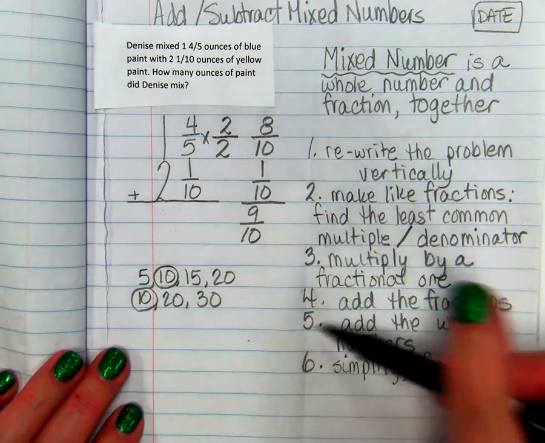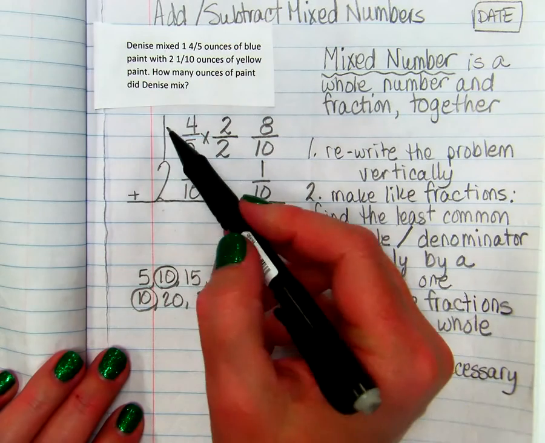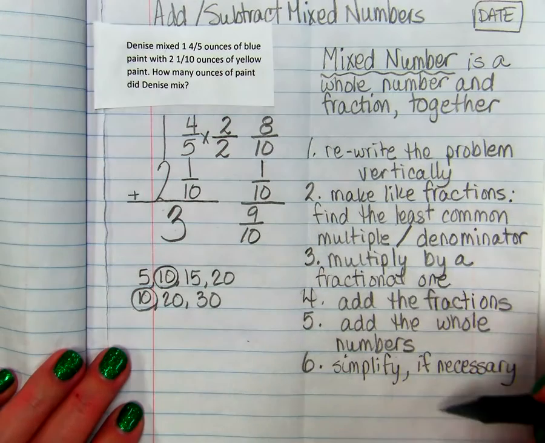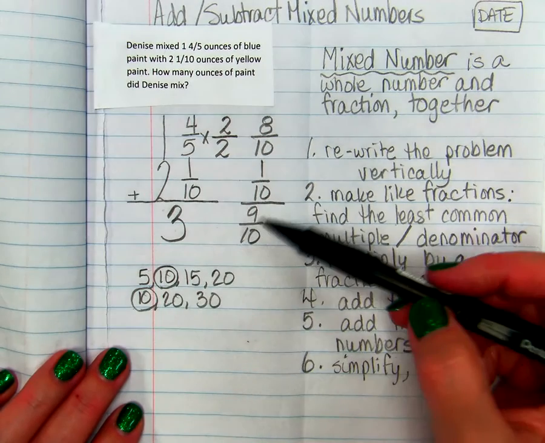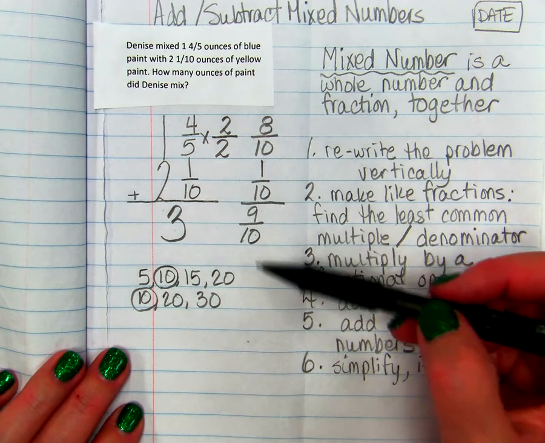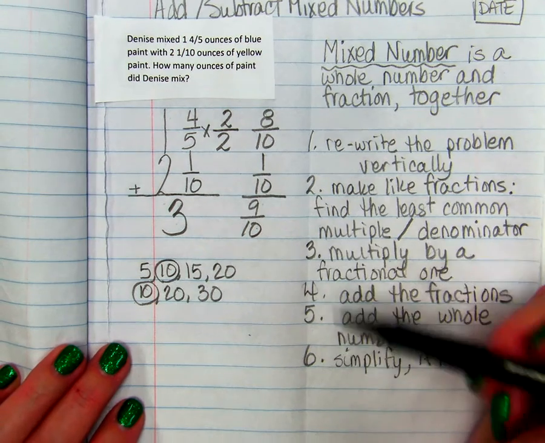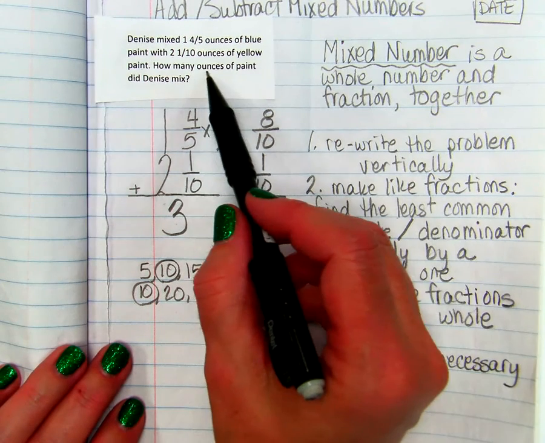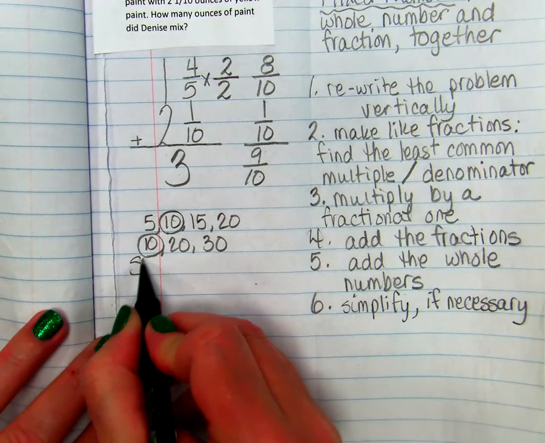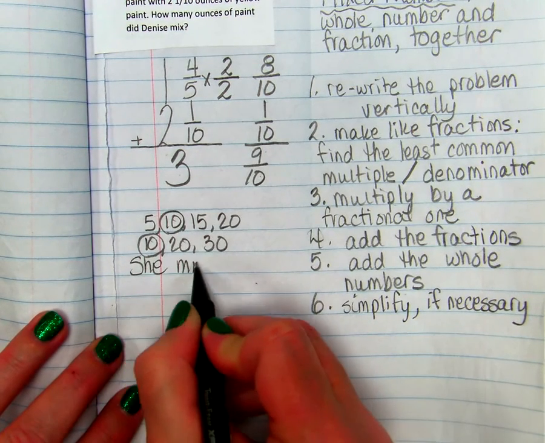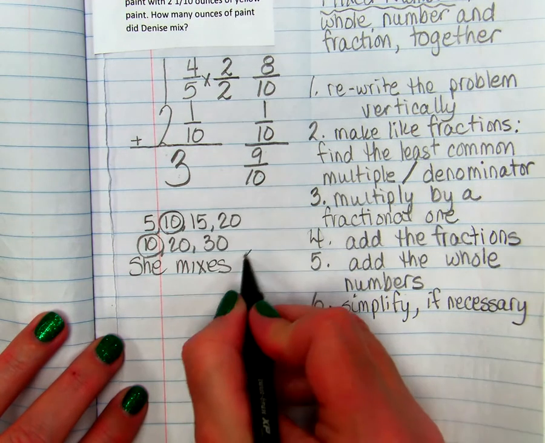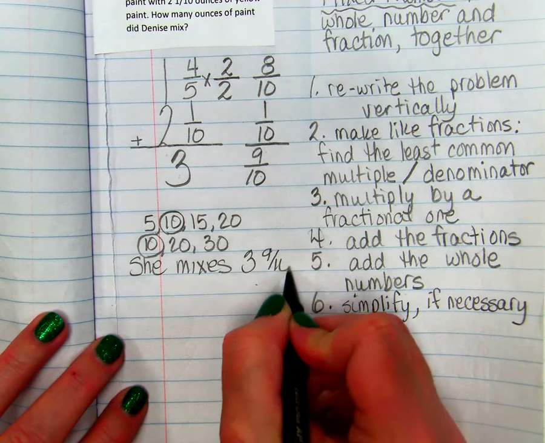Step 5, add the whole numbers. 1 plus 2 is 3. Simplify if necessary. Well, 9 and 10 are consecutive numbers, so this is in simplest form. So we would say, answering this question, how many ounces of paint does Denise mix? She mixes 3 and 9/10 ounces of paint.